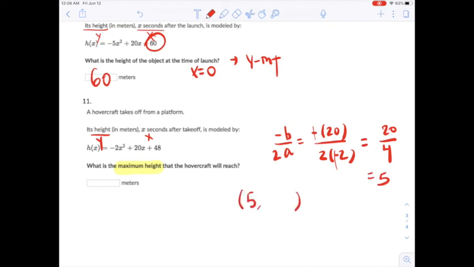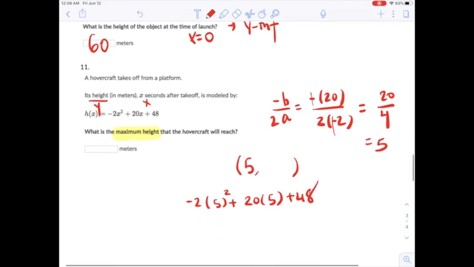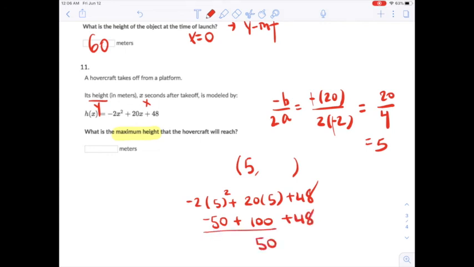Not yet, we need to put it back. So negative 2 times 5 squared, plus 20 times 5, like that. Then that's 25 times negative 2, so negative 50. Plus 100 plus 48. When you do this, that makes 50 plus 48. So my answer will be 98. So my maximum height will be 98 meters.